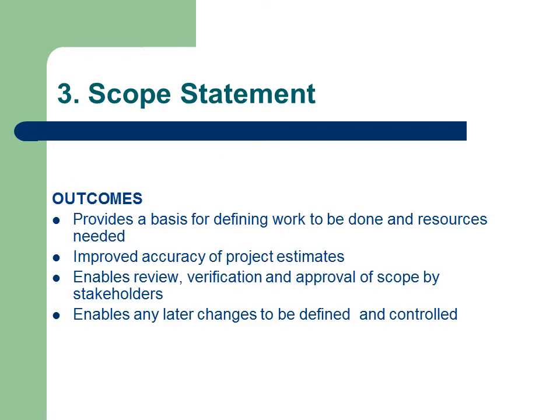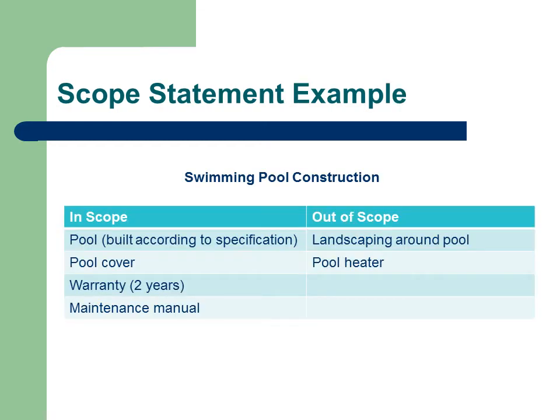The benefits of a well-defined statement are providing a basis for defining work to be done and resources needed. Improved accuracy of project estimates because there is less likelihood that something has been forgotten. It enables review and verification and approval of scope by the stakeholders. And importantly, creates a baseline against which later changes can be defined and controlled. This slide shows an example of a simple scope statement. You will find other examples in your textbook on page 9 of Module 3.